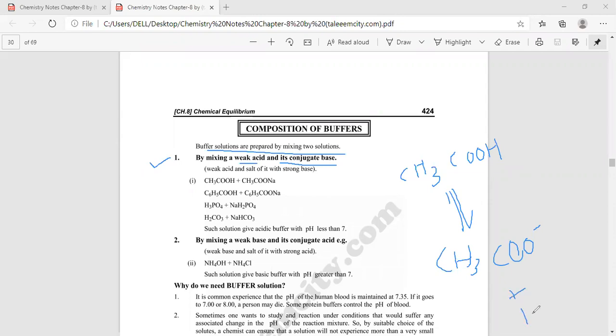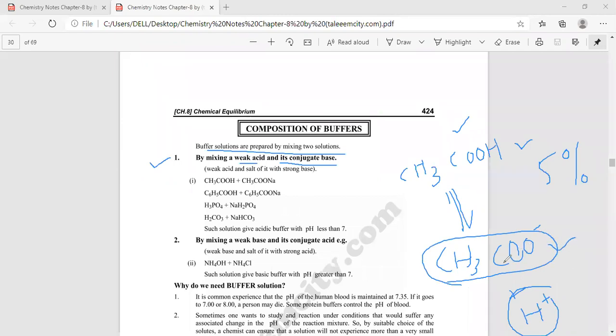As we know, acids are proton donors. So acetic acid is a weak acid and it dissociates just 5%. Dissociation is very less. So it will produce H positive ion. This acetate ion is a conjugate base of this weak acid, and conjugate base is basically a strong base. Because now this acetate ion behaves as a strong base, it will quickly accept the proton when proton is present in a medium.